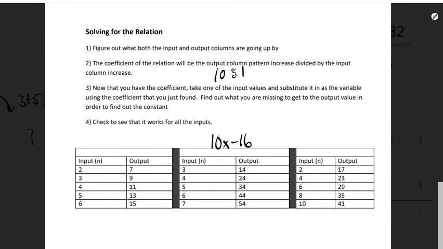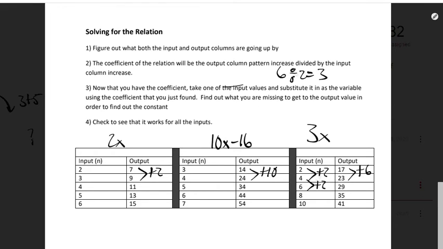I have to do this next one because this is where it gets this whole idea of dividing the two. Because lots of times you look here and it's like, oh, it's going up by 10, so it's 10x. Here it's going up by 2, so yeah, it was 2x. However, when this input is going up by not 1, so here it's going up by 2, and the output is going up by 6, what you have to do, this is the important part, is output increase divided by the input increase. 6 divided by 2 is 3, so really I'm going 3x.